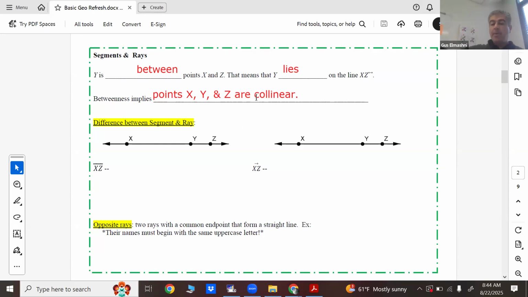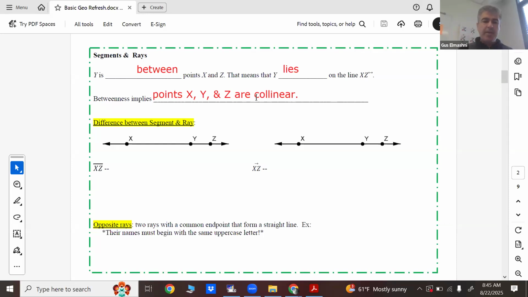So let's look at the diagram right below, right? I have X, Y, Z. Y is clearly between X and Z. So what that means is that if it's between, it's going to lie somewhere between X and Z. And the implication is that they're going to be collinear. That's the implication. Thank you for that.